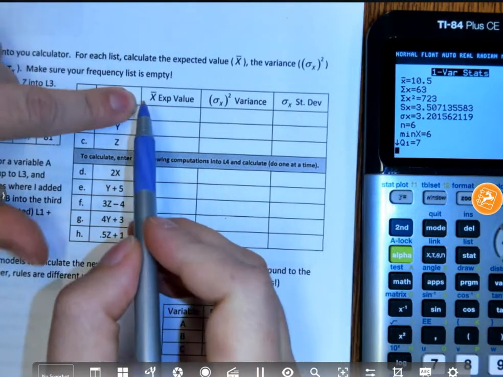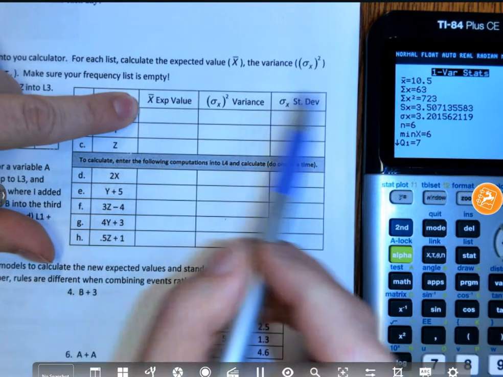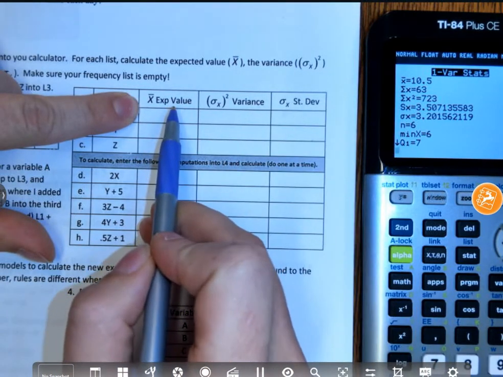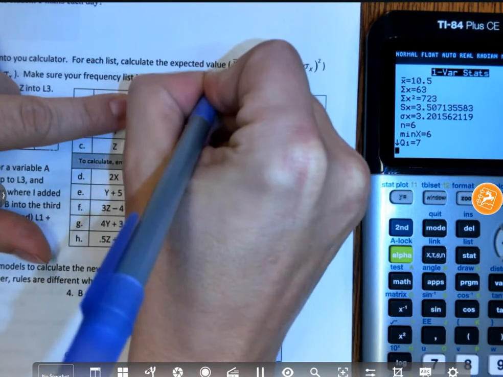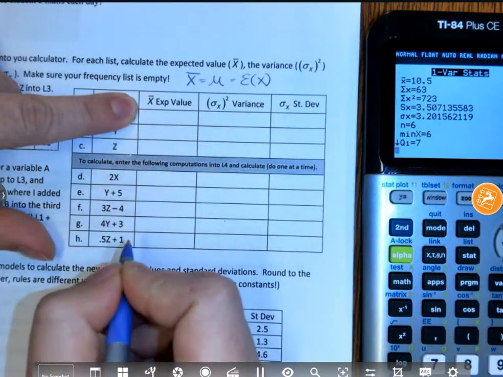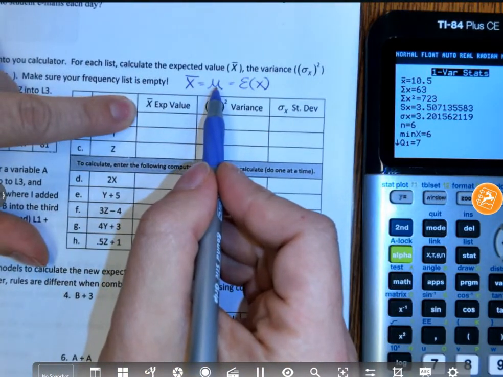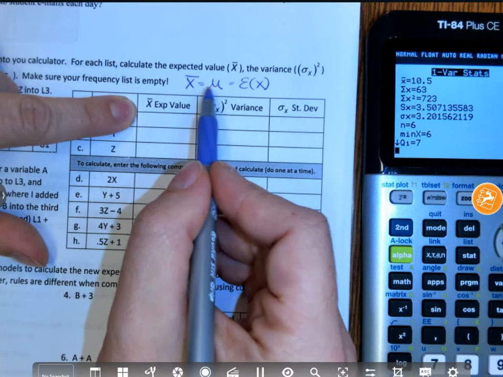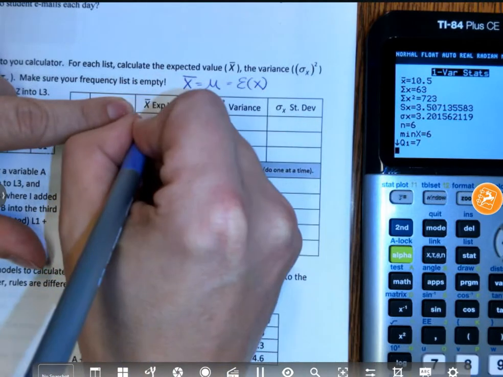and I can do what is X bar? 10.5. X bar is the same thing as mu, which is the same thing as the expected value of x. We typically use mu if it's talking about the whole population. I know I have everybody. If it's a sample, I use x bar or ex. So that's 10.5.